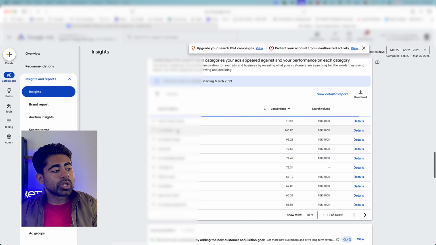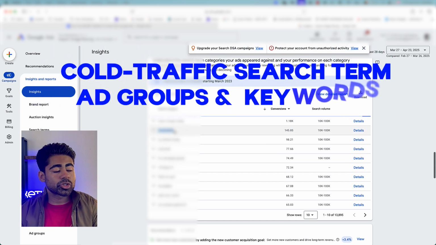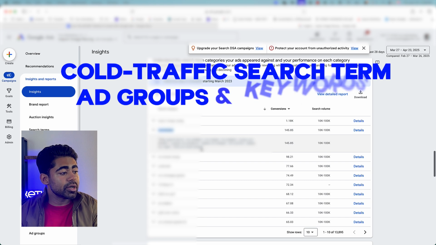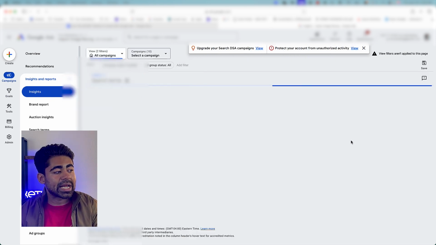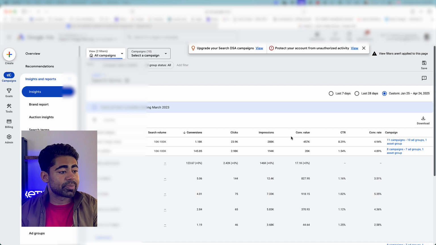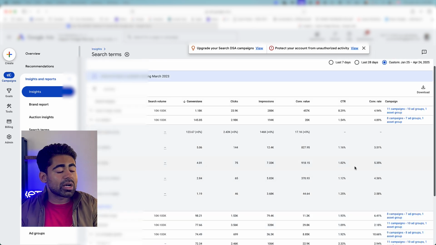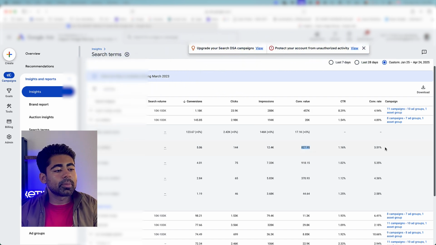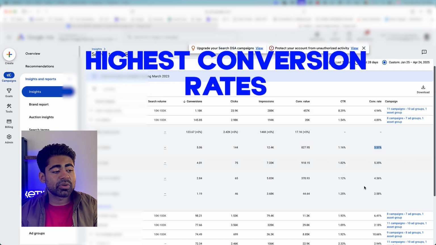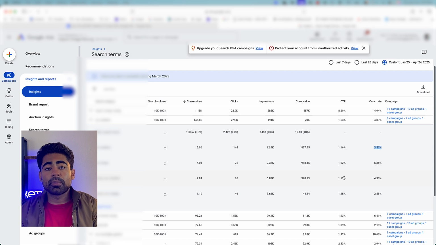because what you want to be doing is opening up the cold traffic search term ad groups and keywords here to look at all of the keywords which you're ranking for. Now you can click details on the right hand side to get an even bigger report on which keywords are working versus which keywords are not working. What I'm trying to understand is, number one, which have the highest conversion value, and number two, which have the highest conversion rates from this section, because that means those are the most highly converting keywords within the last 90 days.